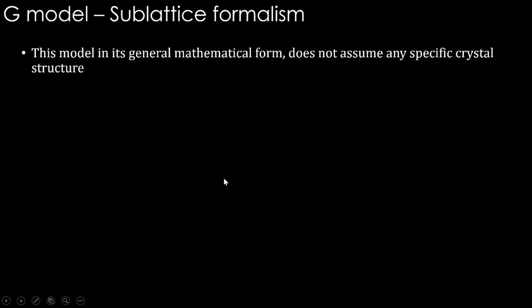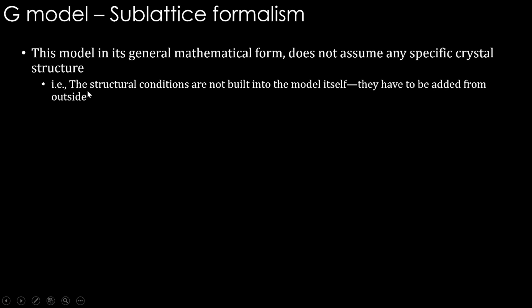Right, so that is about sublattice formalism. This model in its general mathematical form does not assume any specific crystal structure. You see, we are imposing it from the outside. The structural conditions are not built into the model itself. They have to be added from outside. We understand that it's a B2 structure, two different sublattices are there, and how their atoms are arranged in each of them. We understand things, and then we formulate the sublattice in such a way that it resembles the reality. So this is something that is imposed from the outside.